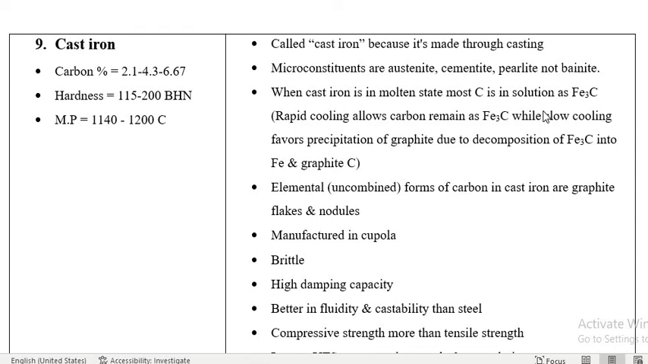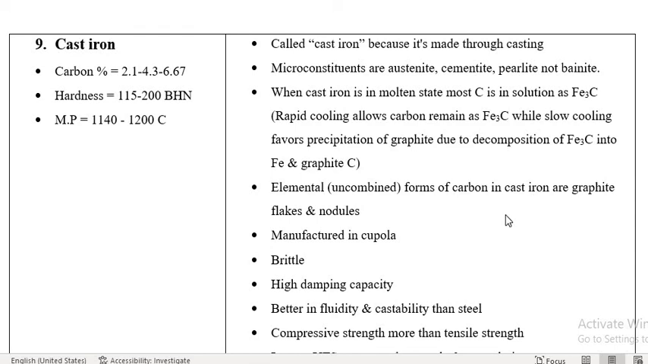Now we will decide whether the carbon remains as iron carbide or in graphite form. If we do rapid cooling, the carbon remains as Fe3C, iron carbide or cementite, while slow cooling favors the precipitation of graphite due to the decomposition of iron carbide into iron and graphite. Basically, the elemental or uncombined forms of carbon in cast iron are graphite flakes and graphite nodules, due to which the types of cast iron are defined.